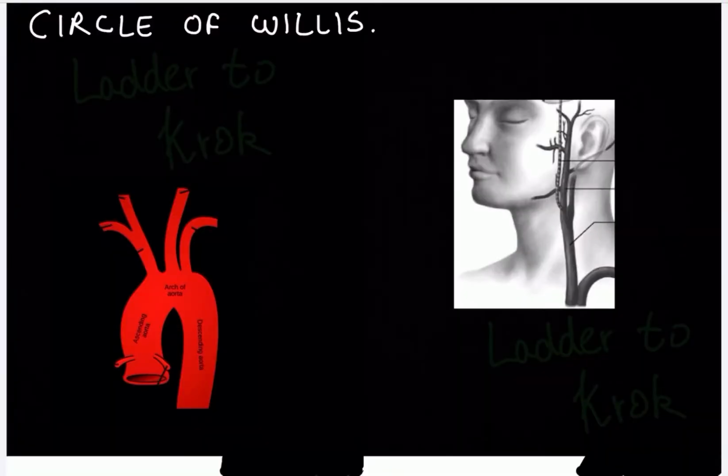Hello guys, so today we'll be starting with a new topic, that is circle of Willis. But before knowing what is circle of Willis, we need to know something, that is common carotid artery. Now this common carotid artery arises from the aorta. The aorta we'll be studying in detail when we'll be doing heart video, okay?